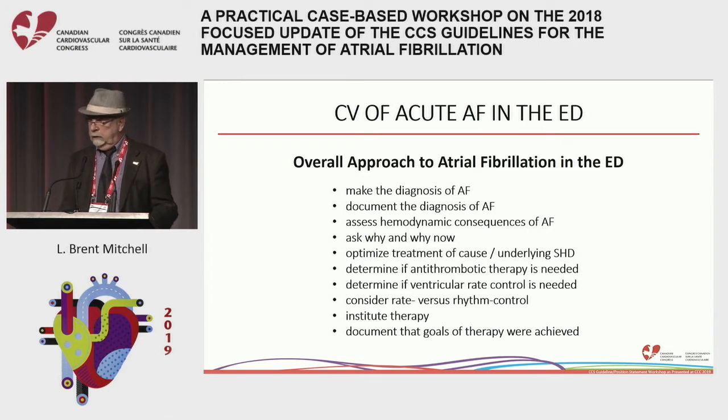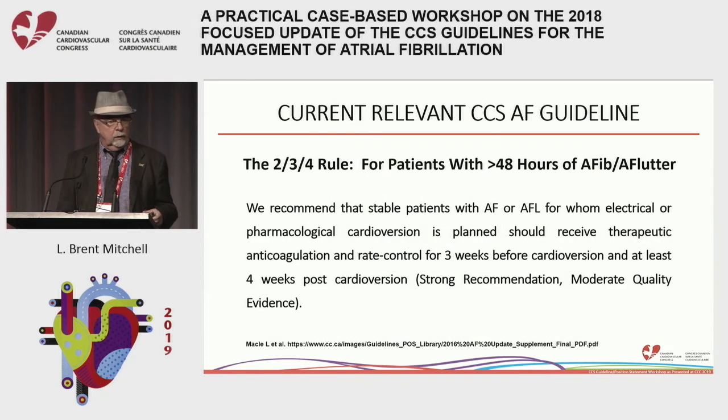Then we determine if antithrombotic therapy is needed, if rate control is needed, if rhythm control is appropriate. We then do all of those things and document that we achieved the goals. So, relative to this patient, the guidelines list the 2-3-4 rule.